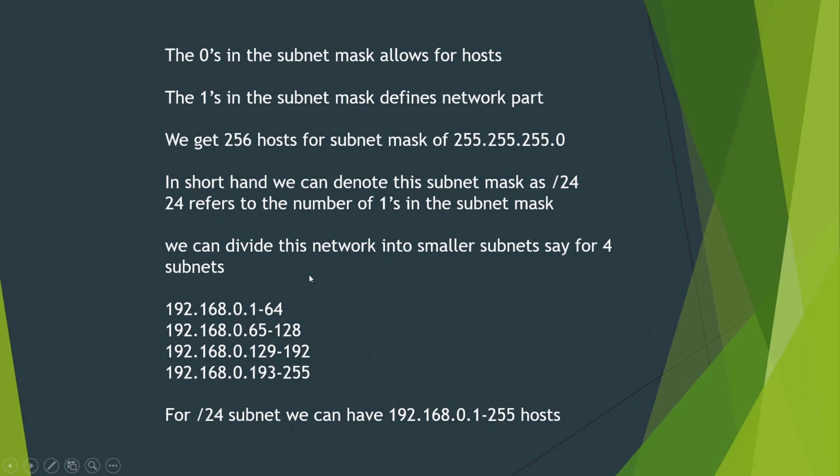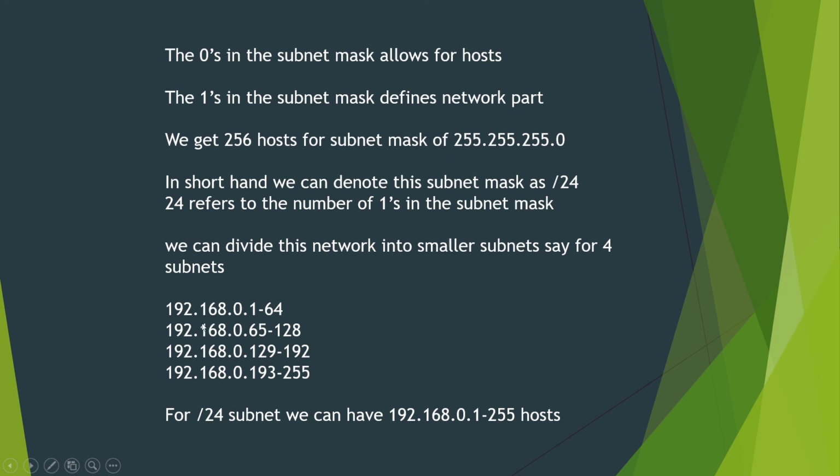Suppose the manager asked you to create 4 subnets for this 192.168.0.1 network. How many hosts did we get? 256 hosts. We can create 256 hosts, but we need 4 subnets. So you divide 256 by 4, the number of hosts by the number of subnets required. 256 by 4, you get 64, right? So you can assign the first 64 hosts to one subnet, the second 64 hosts to another subnet, and the next 64 and next 64 to other subnets. Like that we can create 4 subnets.